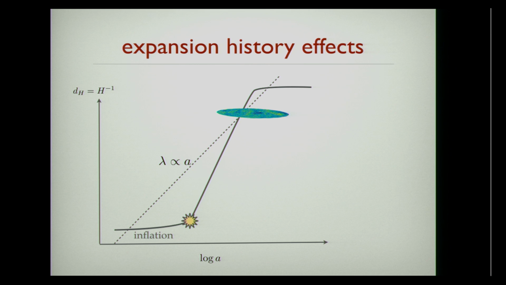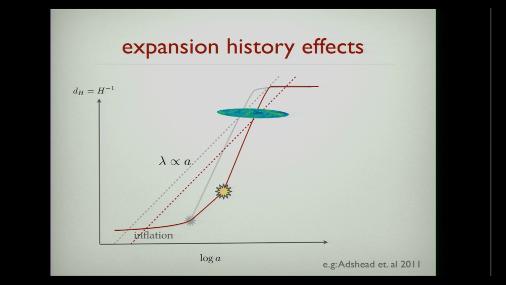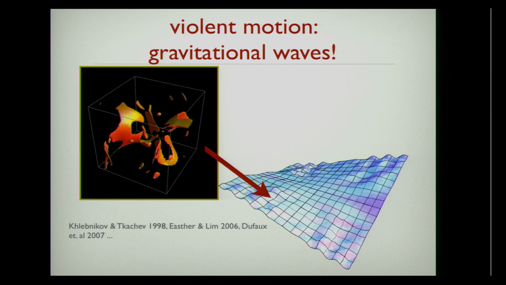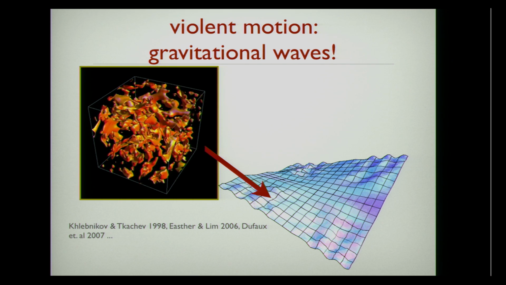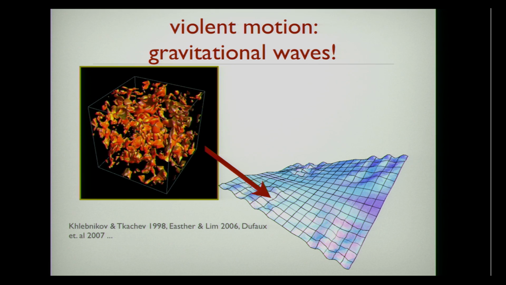So very quickly, just expansion history. I mean, you've seen this plot before. This is the size of the universe versus the scale factor. There's inflation at the bottom, radiation, matter-dominated universe, and then cosmological constant-dominated universe. Here's a mode exiting the horizon and entering today. If you change the expansion history, you are changing what part of the potential you're probing. So that introduces somewhat of an uncertainty about what you are determining about your inflationary parameters.